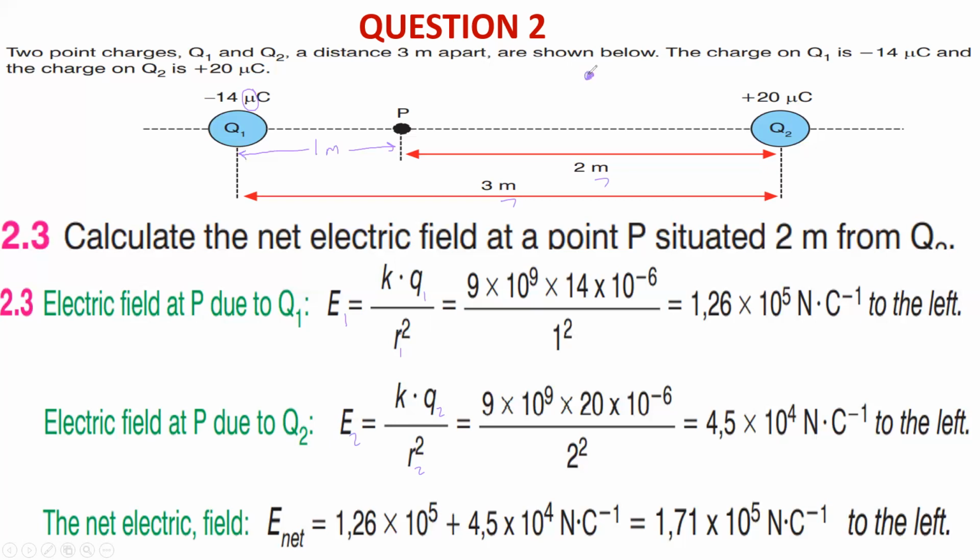Free body diagram, we have E1 and then we have E2. E1 and E2 are in the same direction. Because of that, we are adding them to get the final answer. So the net electric field is 1,71 times 10 to the power of 5 newtons times Coulomb negative 1. This is the unit of electric field. Done. So this is our question 2.3.